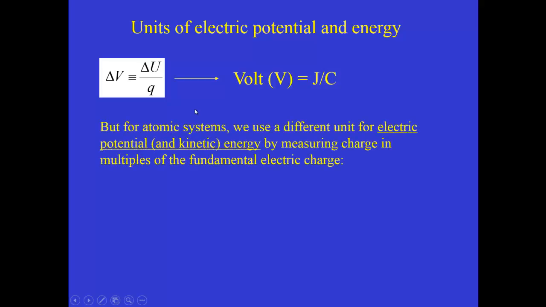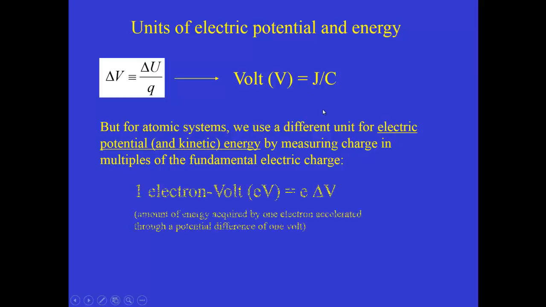And rather than using joules for energy units when we're dealing with small particles like electrons or protons, such as we find in atomic systems, we define a new unit, because the amount of energy expressed in joules for these systems is really tiny. So we'd rather have something that doesn't have a very tiny negative exponent connected to it. So we take this expression for U and delta V and Q and use it to define a new energy unit called the electron volt.